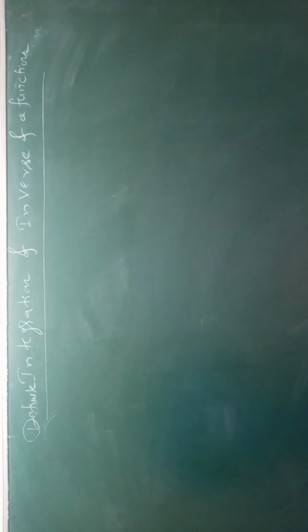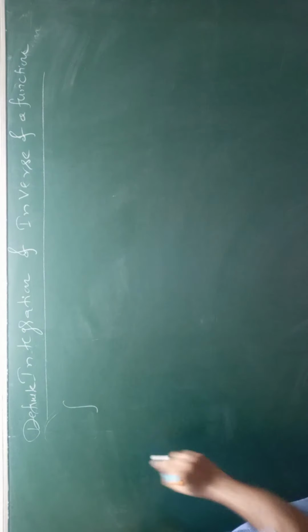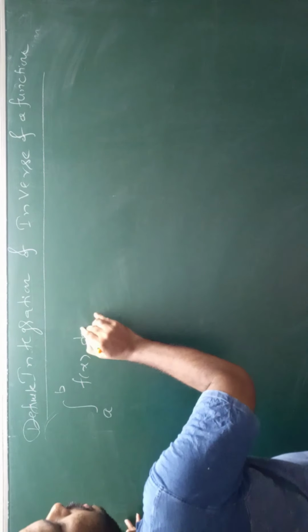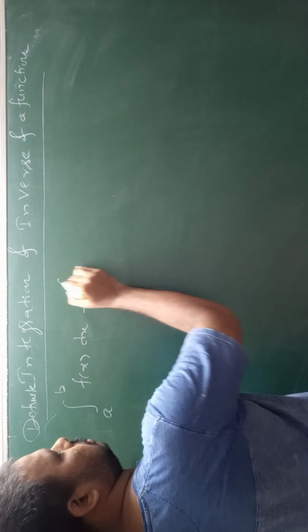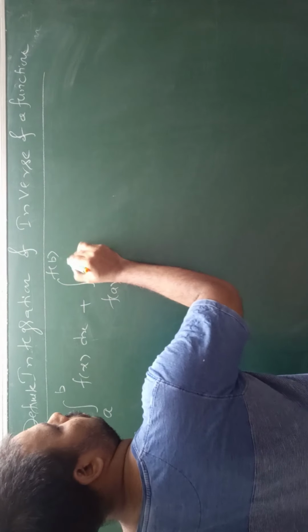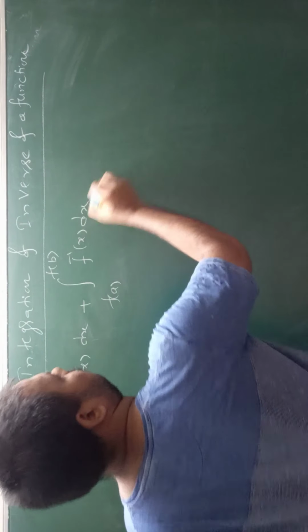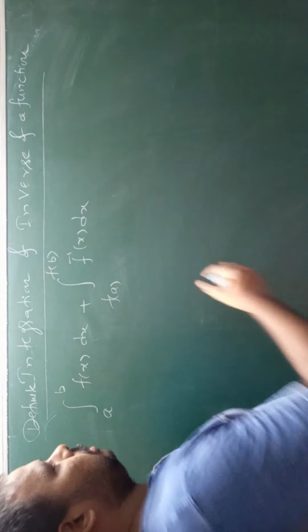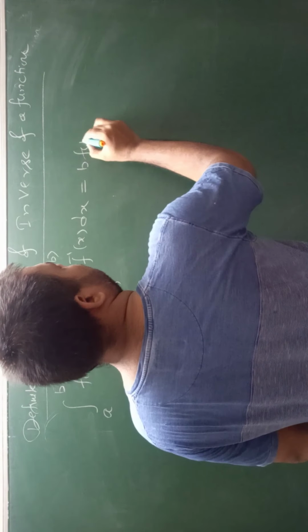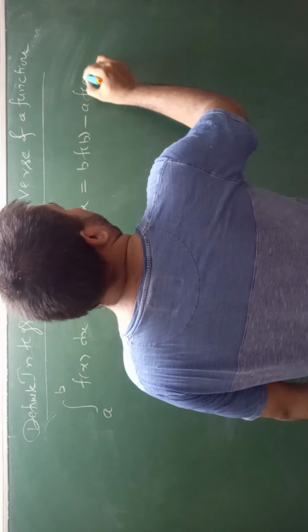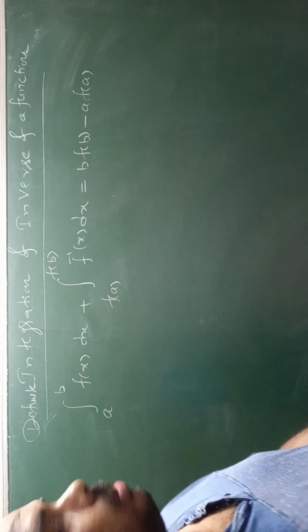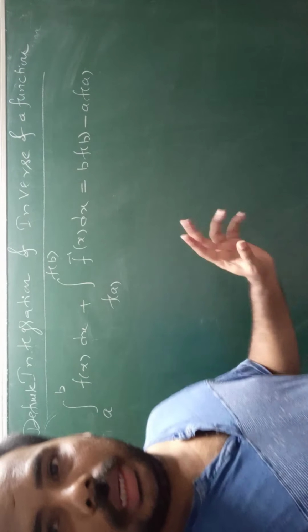Okay. So therefore, now I want to discuss that integral a to b f of x dx plus integral f of a to f of b f inverse of x dx. Therefore, that is equal to b into f of b minus a into f of b. So this is that important formula to find the definite integration of the inverse of the function.